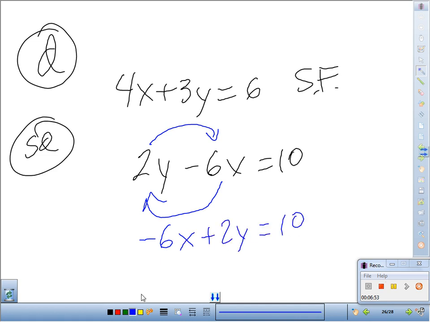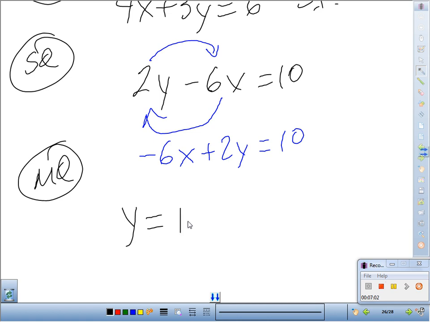Do we understand what we're doing now? Example mega Q. Look at this one. Y equals 10 minus 2x. Do you remember what form that is?